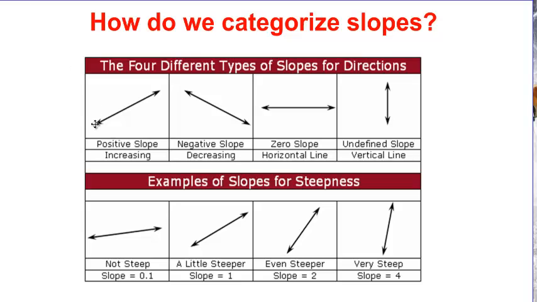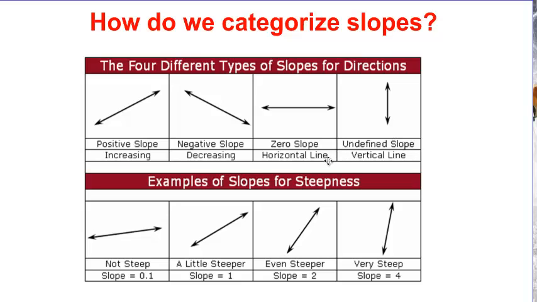And so a graph that goes up and to the right is increasing, and it has a positive slope. A graph that goes down and to the right is decreasing and has a negative slope. A graph that is horizontal has zero slope. It doesn't go up or down. And a graph that goes vertical is what we call undefined. It means we cannot calculate the slope.